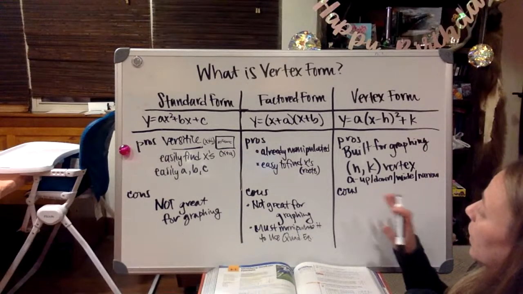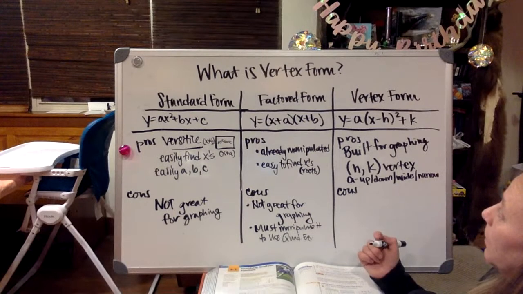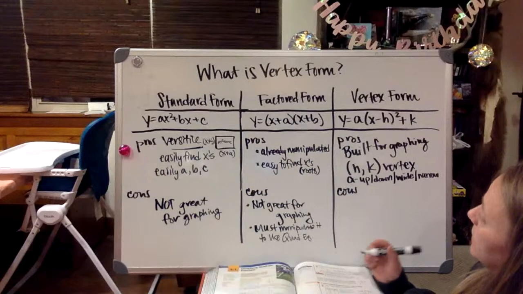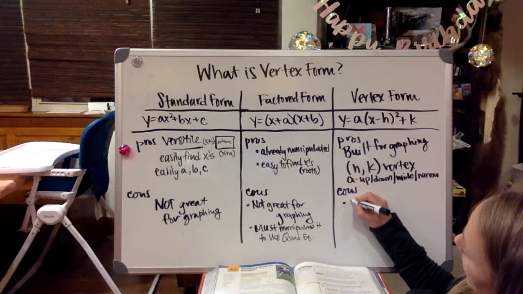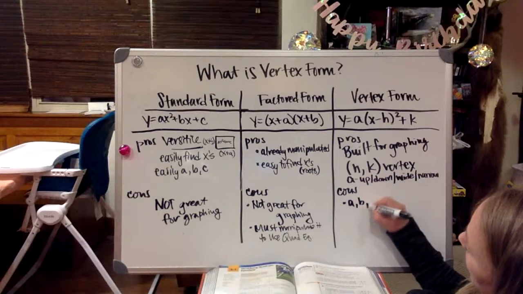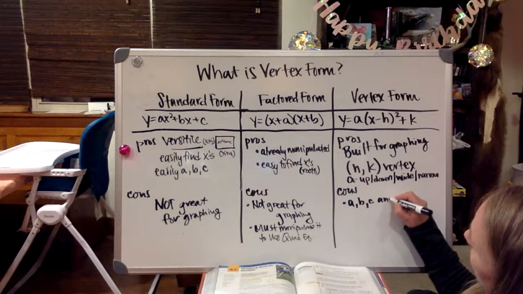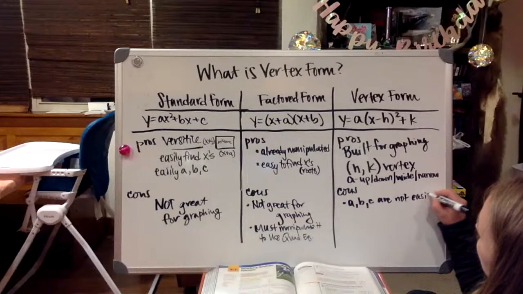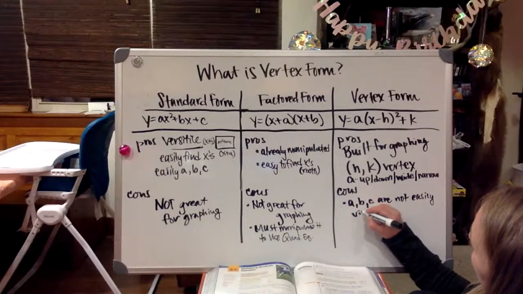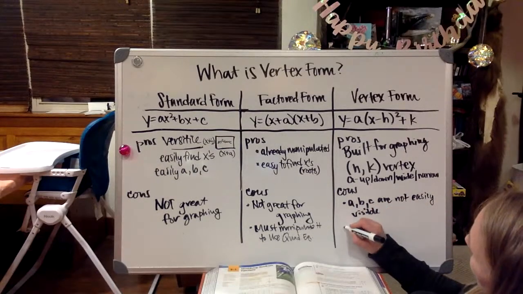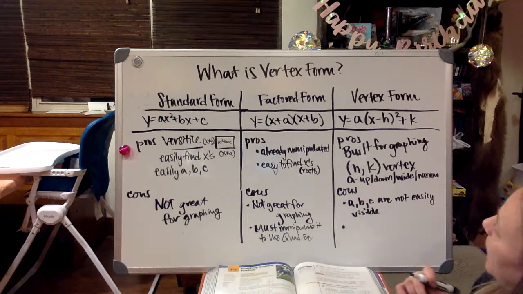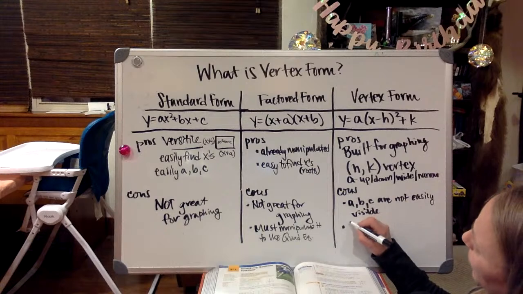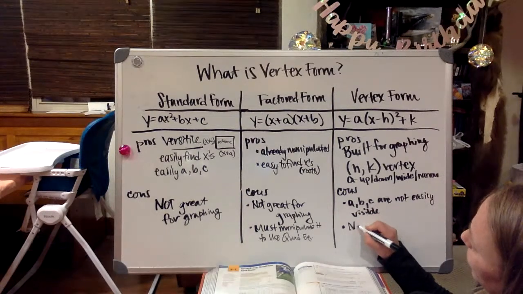Sweet. Cons, it's not easy to find my A, B, and C. I can only find my A in this. So A, B, and C are not easily visible. And on top of that, it's not super easy to find roots.